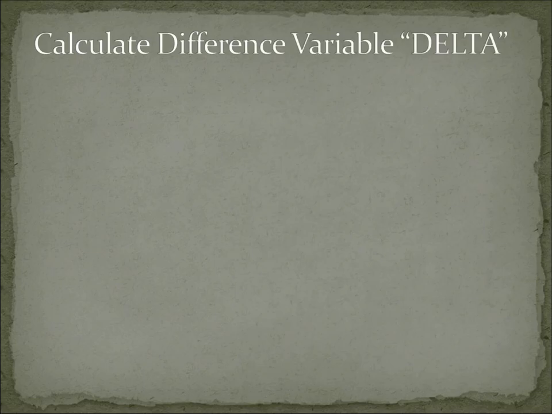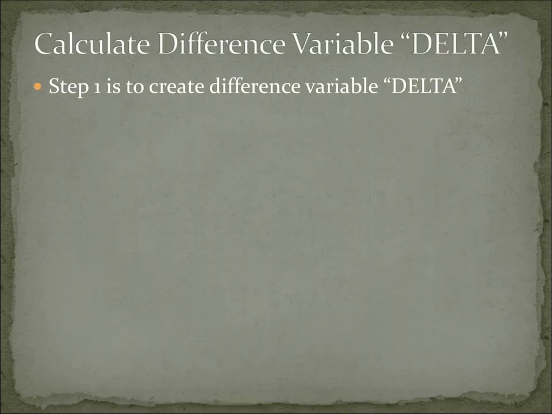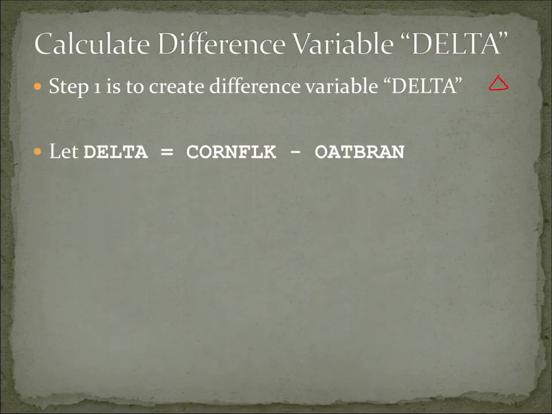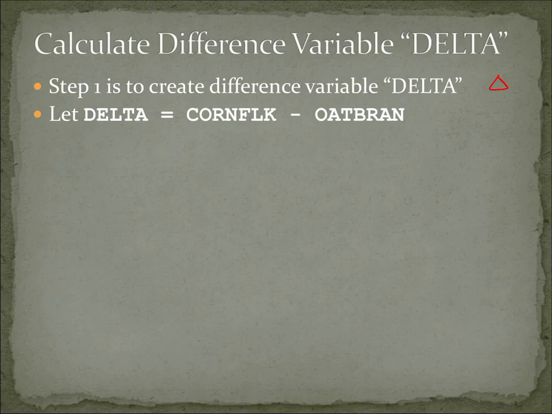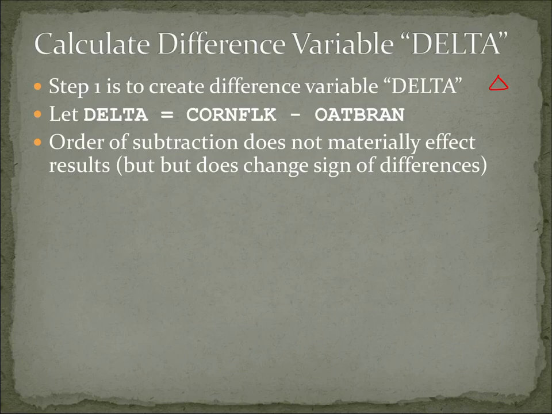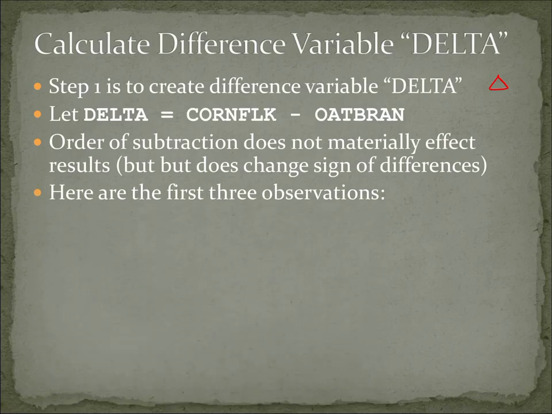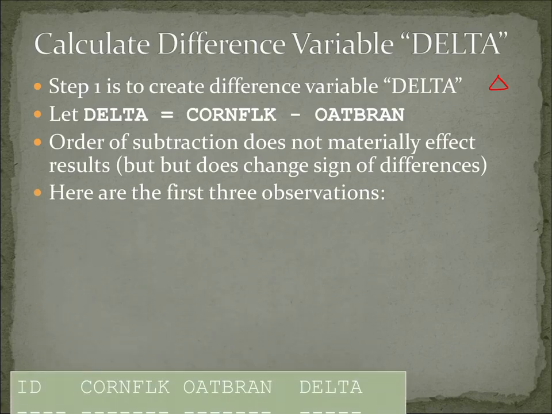So the big part here is we want to calculate the difference variable, delta, which is notated by a triangle. It's a delta. Step 1 is create the difference variable delta. Let delta equal cornflakes minus oat bran. That's a difference, right? Difference, subtraction, difference, delta. Order of the subtraction does not materially affect the results, but does change the signs of difference. Remember, greater than or less than.